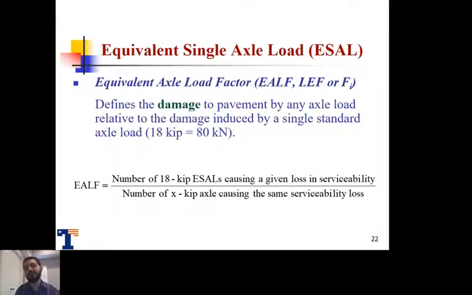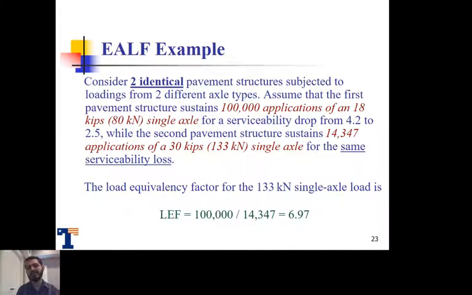So it's a ratio. As you can see here, it is the ratio between the number of 18 kip ESALs causing a given amount of damage over the number of X kip axles causing the same serviceability loss. So it's a damage ratio between how much damage an individual axle would cause versus the damage that would have been caused by the typical 18-wheelers. Let's have an example to understand this much more.